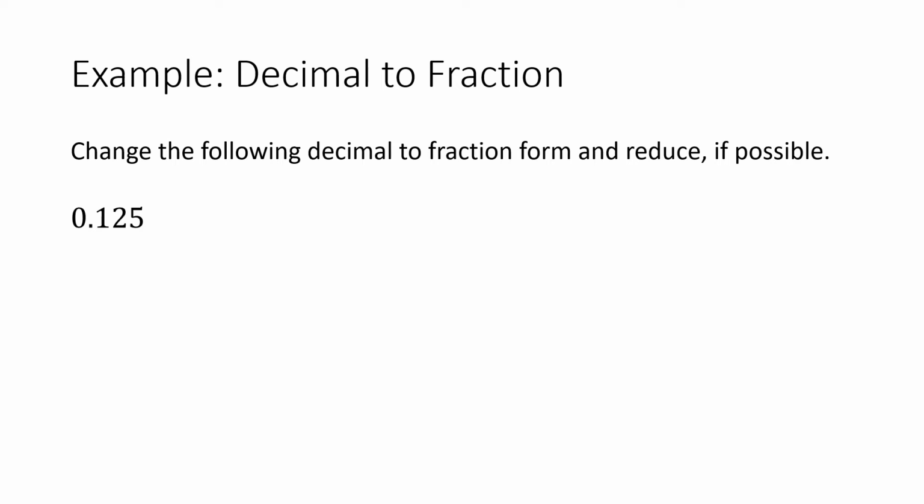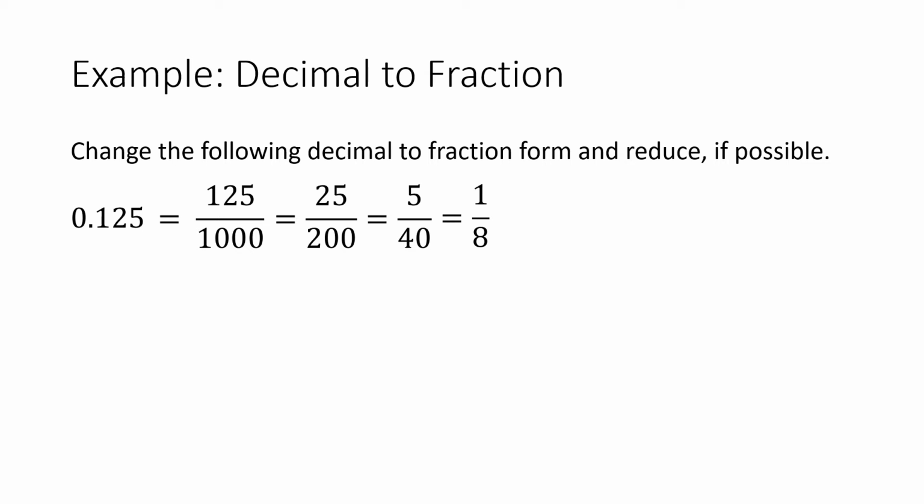Let's change the decimal to a fraction form, and we're going to reduce if possible. So we have a decimal of 0.125. That is 125 thousandths. That's important for you to recognize that. So I'm going to make that equal to 125 over 1,000. Now I'm ready to reduce. I know that both the numerator and denominator are divisible by 5, so I'm going to do that. And they continue to be divisible by 5 until I get my final answer of 1 over 8.